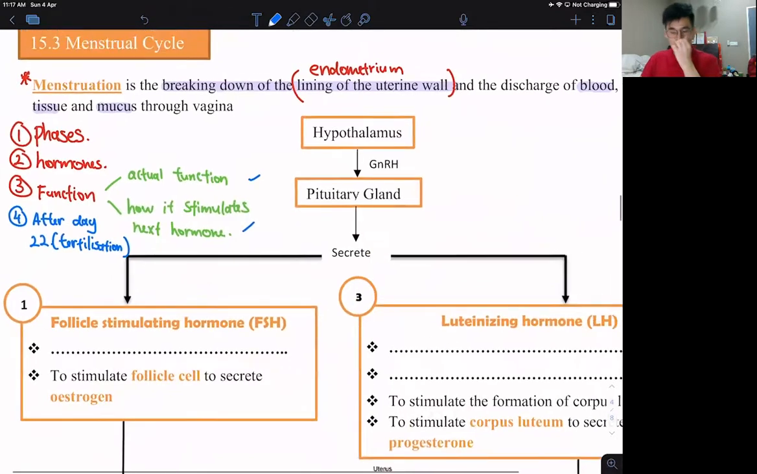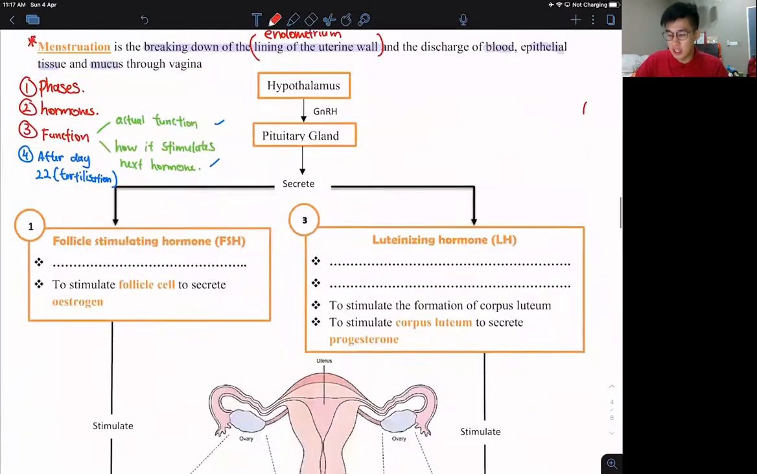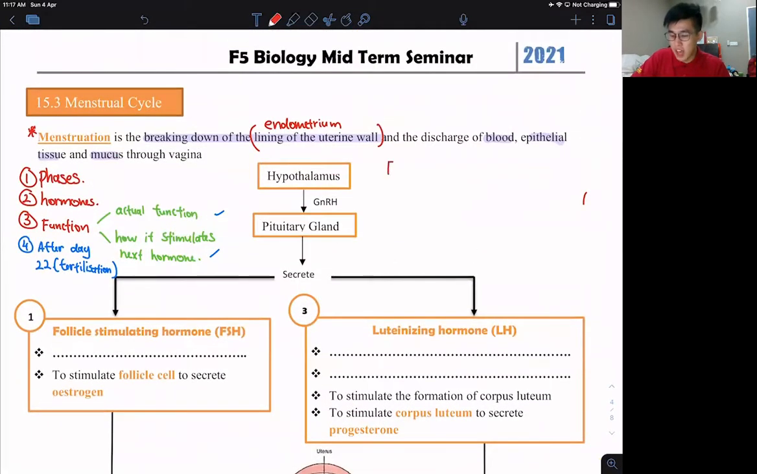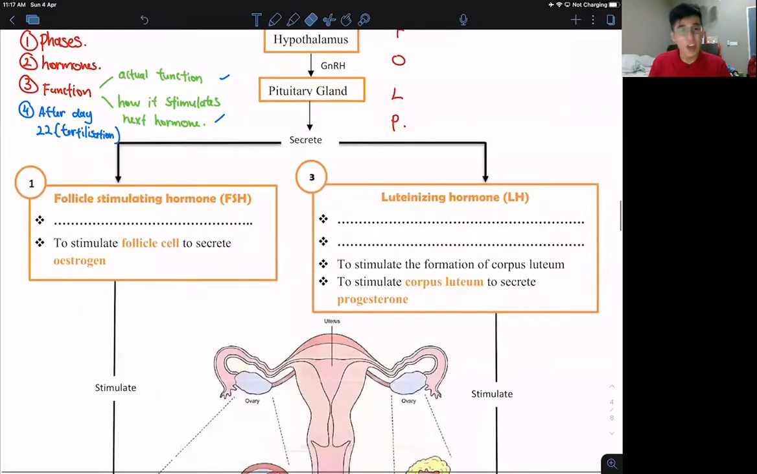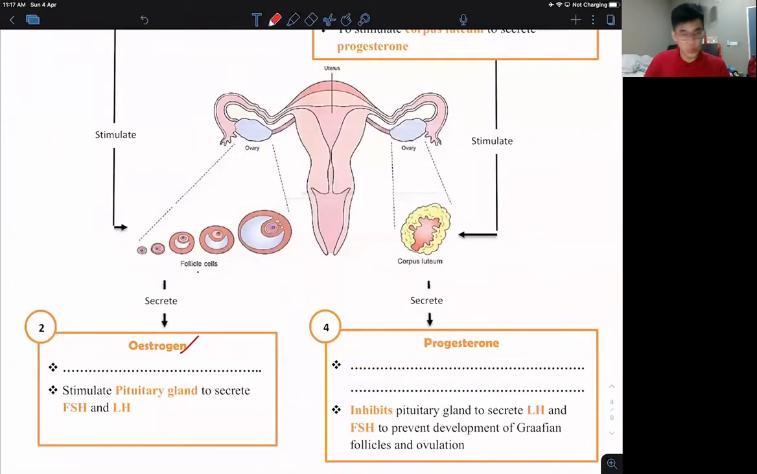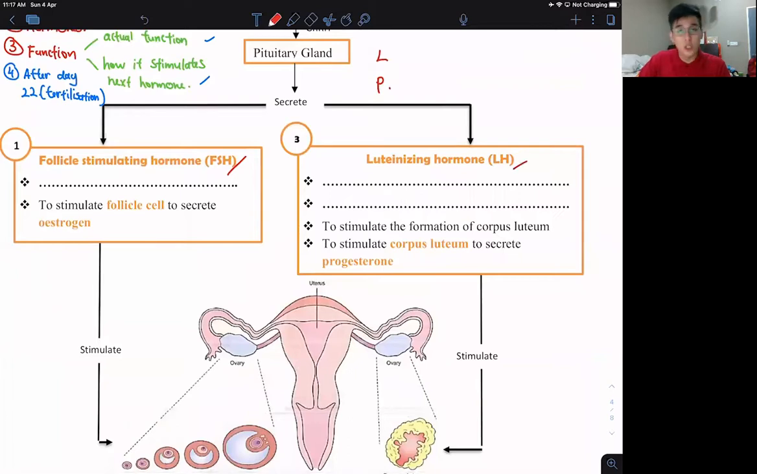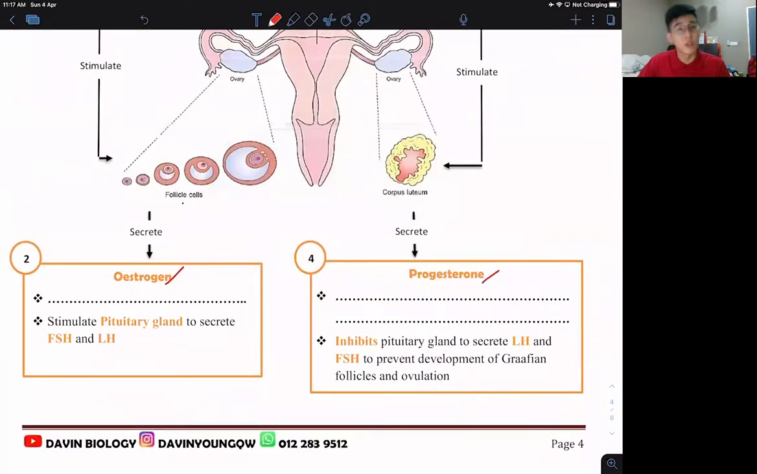So in these 28 days, the hormones are secreted. The four hormones here, remember as FOLP. Now you have to remember in this order because this is how the hormones will be secreted in the 28 days. F first, O, L, then P. So what does FOLP represent? Follicle stimulating hormone, FSH, O, estrogen, LH, luteinizing hormone, and P, progesterone.